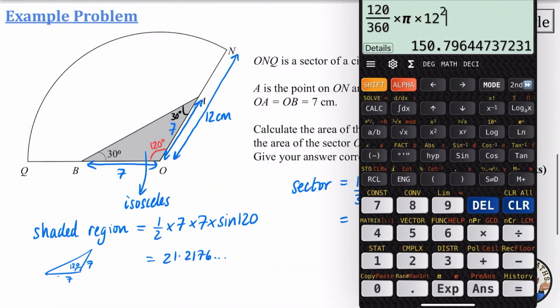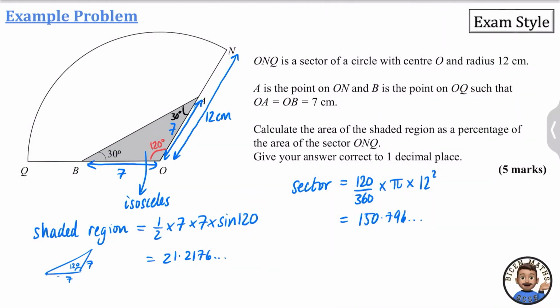So all that's left to do is to just say this last part where it wants us to say the area of the shaded region as a percentage of the sector. So we're going to do the shaded divided by the sector, and then we're going to times it by 100. Now you could either do this in one single calculation from the beginning. You could have just done that, divided by that, and times it by 100. But seeing as I've got the numbers, I'm just going to do 21.2176 divided by 150.796 and multiply it by 100.